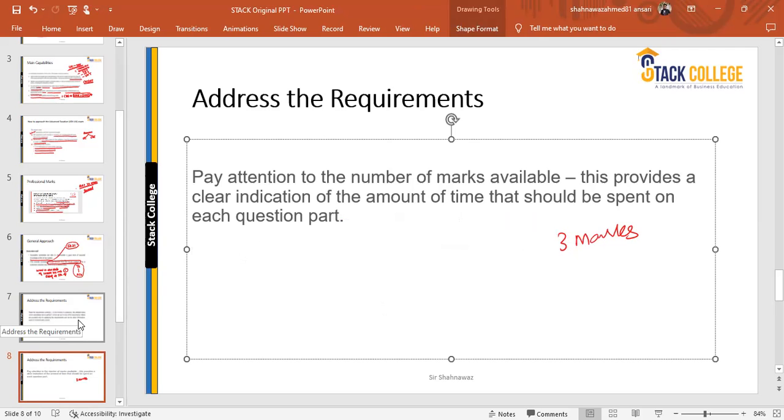You have to write precisely up to the requirement. You don't need to write excessively, or write unnecessary words and unnecessary knowledge. Always write what has been asked in the question. That is the best strategy.